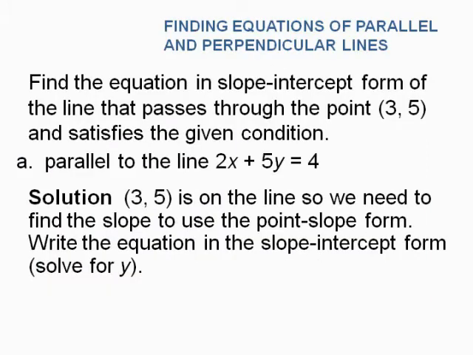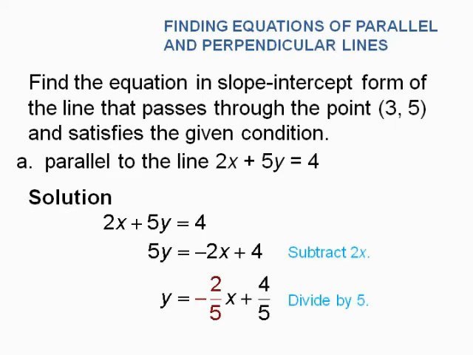Continuing. Next, we're going to write some equations of lines, which we've done in previous videos. But this one says find the equation in slope-intercept form of a line that passes through the point (3, 5) and satisfies the given condition, parallel to the line 2x plus 5y equals 4. So I think y'all know what we're going to do here. We're going to get the equation writer out here.